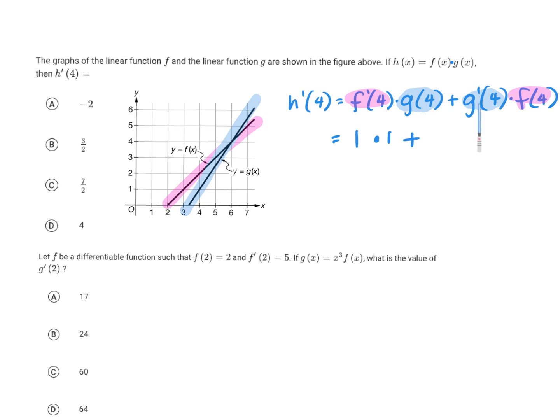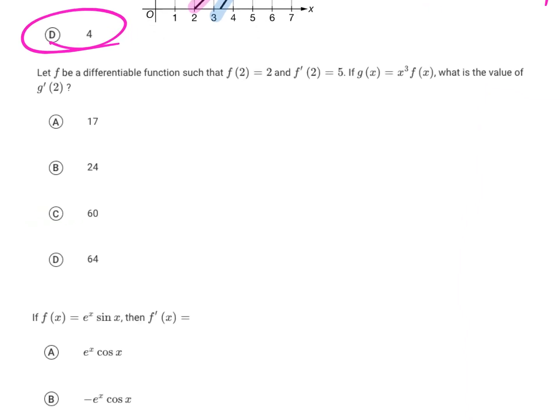What about g prime of 4? G prime means the slope when x is 4: up 1, 2, 3 over 2. Up 3 over 2, I dig it. And f of 4 is the pink graph when x is 4. Do you agree my y is 2? Let's simplify it. 1 times 1 is my 1. 3 halves times 2? 3. Good. Final answer? 4. Beautiful.